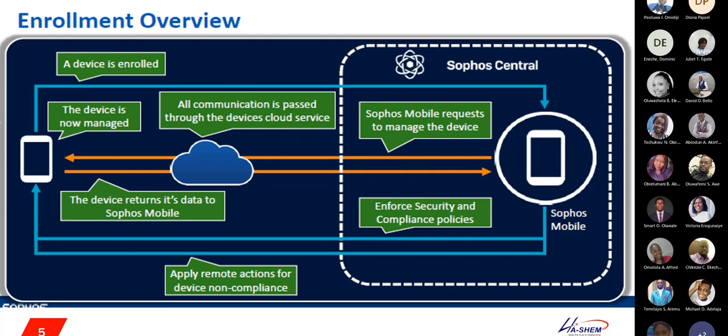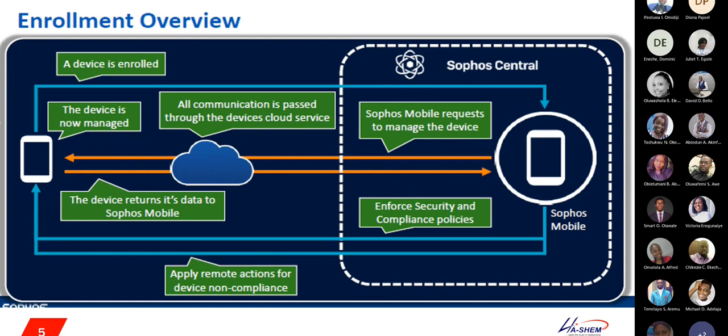A device is enrolled on Sophos Mobile either by the administrator or the device user. To manage the device, Sophos Mobile will request management of the device through the device cloud service. The device user will install the Sophos Mobile Control app and confirm the management of the device by Sophos Mobile. The device will then return its data to Sophos Mobile, and Sophos Mobile is then able to enforce security and compliance policy to the device remotely.